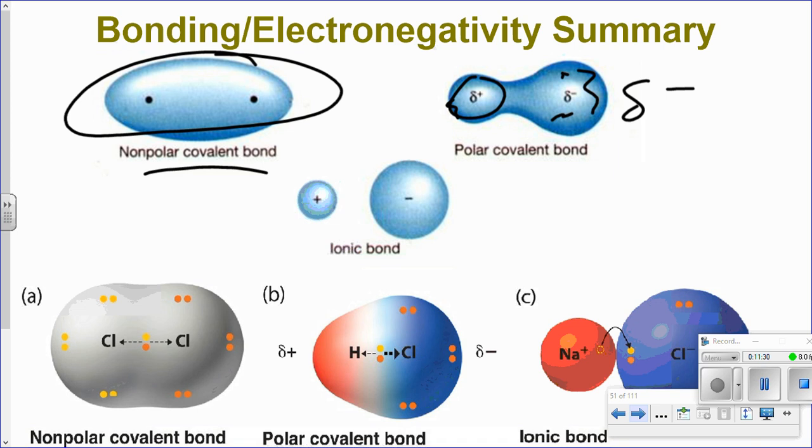Ionic: of course, we see a complete transfer of electrons. Where did the electron come from? The electron came from the positive cation and was transferred to the negative anion. So which one had the greater electronegativity, the one on the right or the one on the left? It is this one that had the greater electronegativity, and a much greater electronegativity.